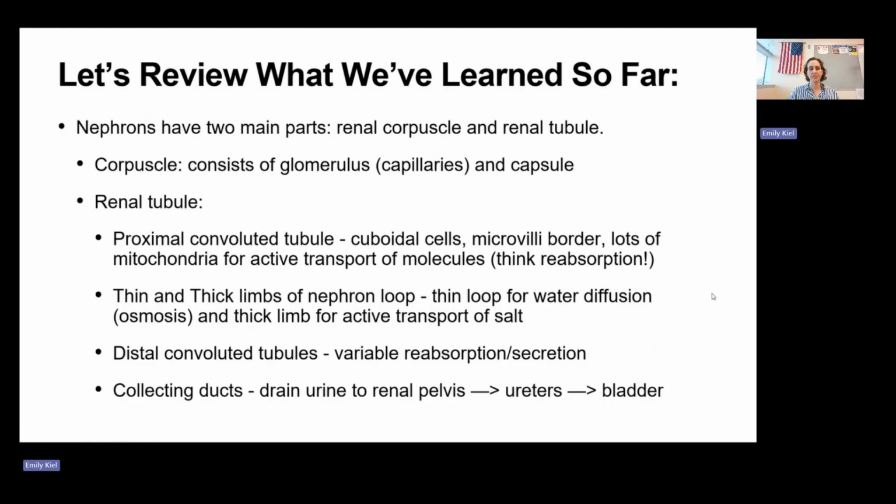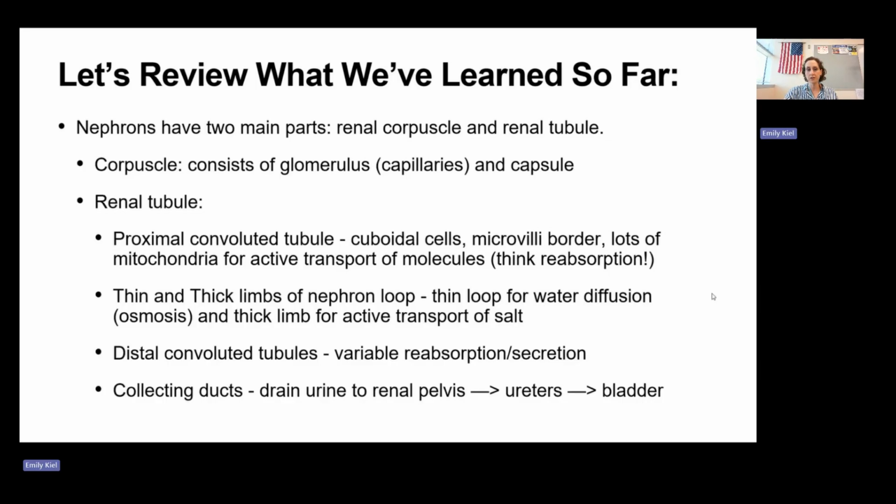So quick review for us. What have we learned? Nephrons have two main parts, the renal corpuscle and the renal tubule. The corpuscle is made of the glomerulus, which is the capillaries themselves, and the capsule around them. And the renal tubule has several parts. It's got the proximal convoluted tubule. These are cuboidal cells with that microvilli border. We're doing a lot of reabsorption here, so we need surface area, and we also need lots of mitochondria to actively transport those molecules so that we can keep the things that we want.